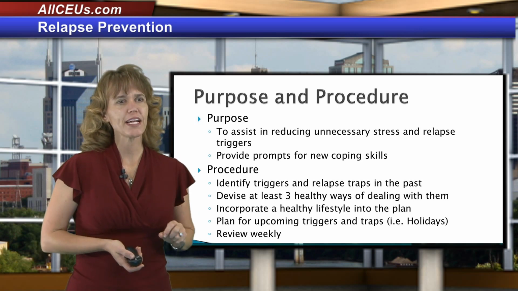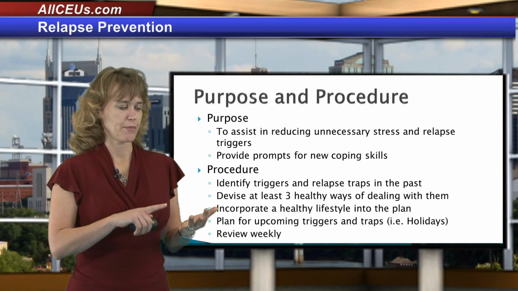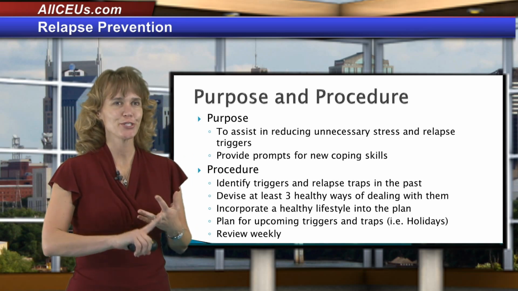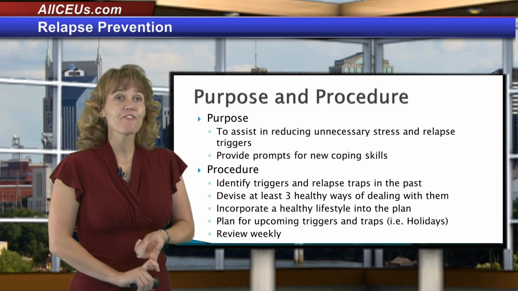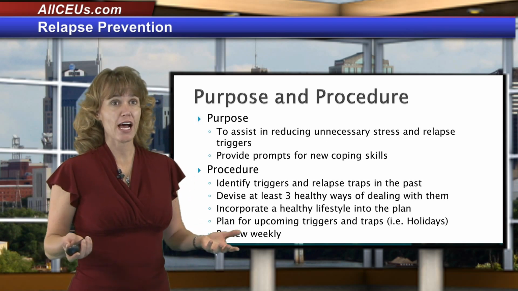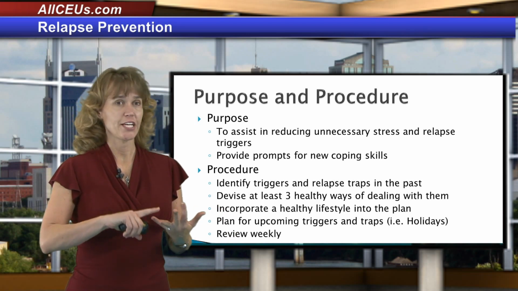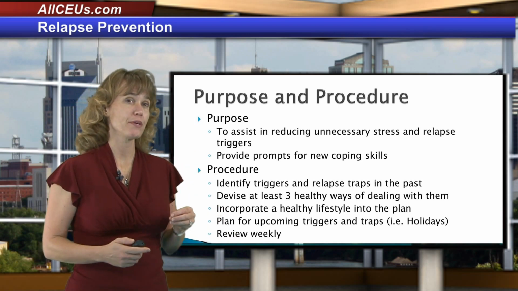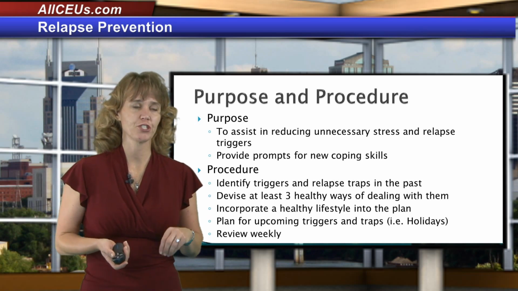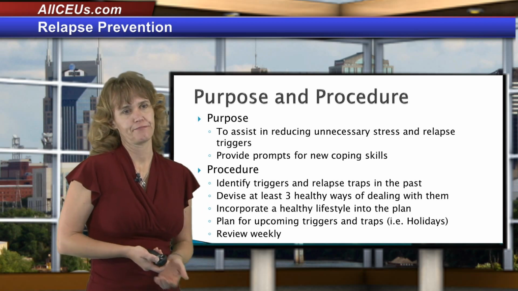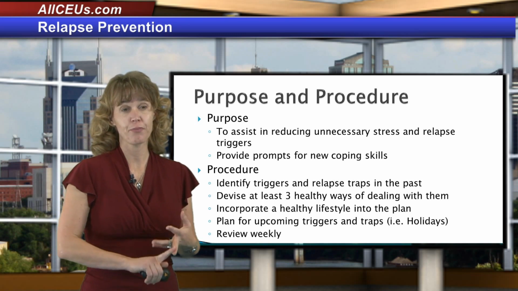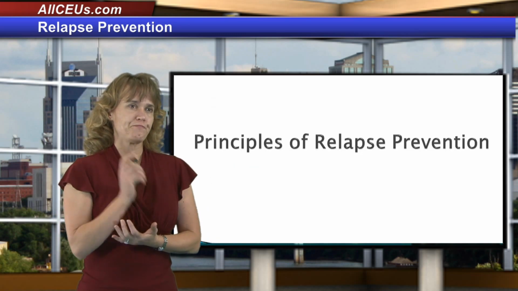Incorporate a healthy lifestyle into the plan. That means sleep, exercise, I know, heaven forbid, sleep, exercise, good nutrition, and doing things that are fun, enjoyable. Plan for upcoming triggers and traps like holidays, annual work reviews, anything that may be an exceptionally stressful event. And review the relapse prevention plan at least weekly. See what triggers you've encountered, how you've dealt with them, how you could deal with them better, etc.